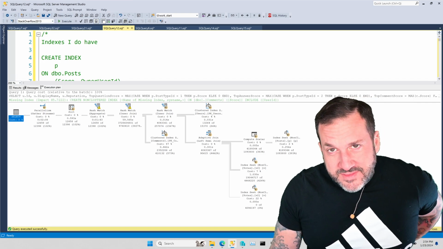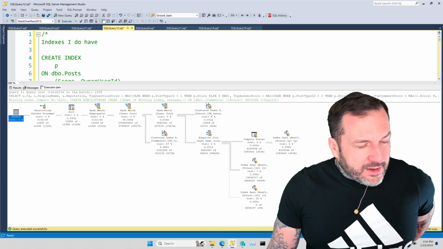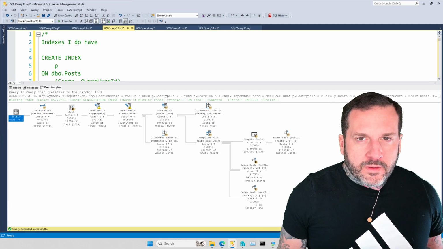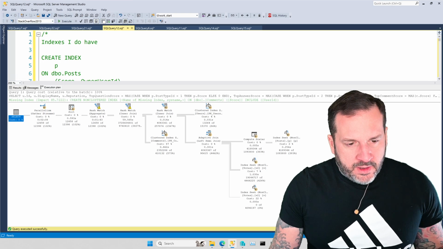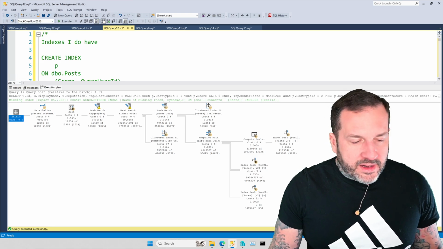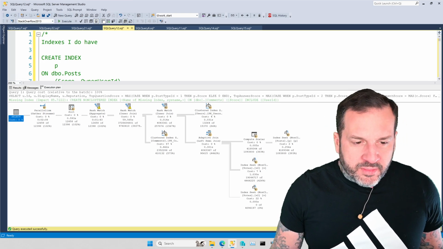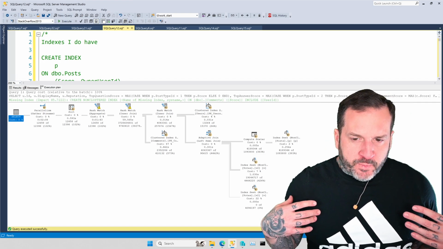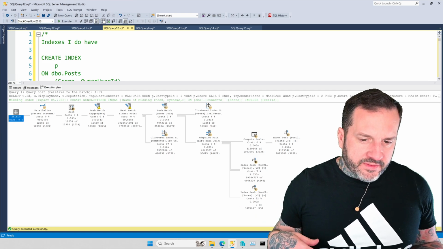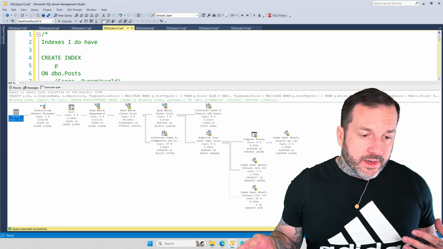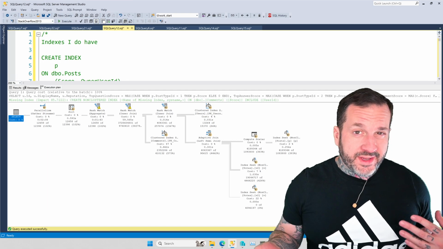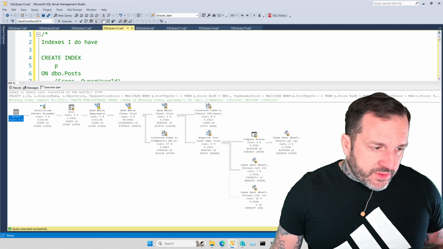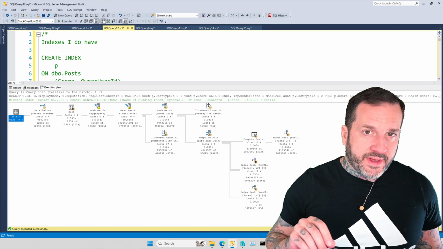Anyway, today's video, we're going to talk about a group of wait types that can be indicative of batch mode performance issues. I'm going to start by showing you the query, some of the indexes that I have, and the query plan. Then I'm going to show you the waits, and some ways to potentially fix those waits. Now, the waits that I'm talking about today start with the letters HT.